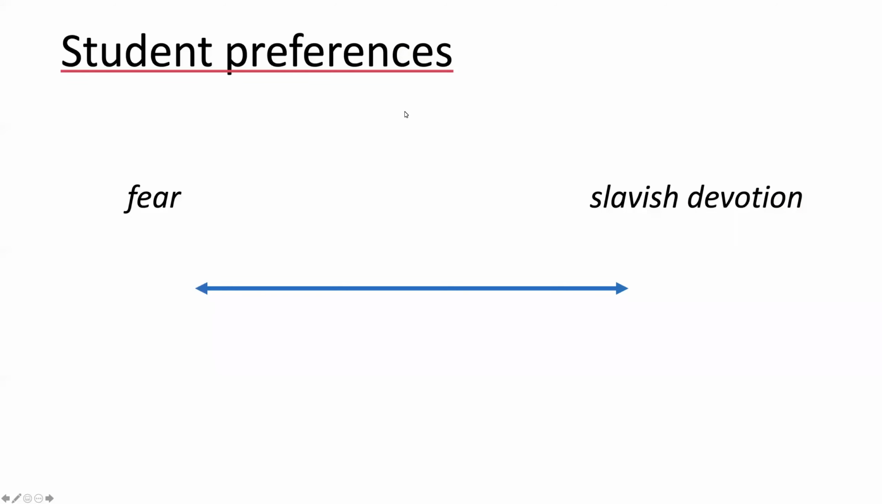And again, if we look at student preferences, we can look at them in terms of a continuum from one of fear to one of slavish devotion. Often what tends to drive student preferences are prior learning experiences. For example, students might have had to study grammar at high school or at a university before they joined our class. And they might have been taught a lot of grammar and found it difficult to understand, and therefore they have quite a negative attitude towards it.